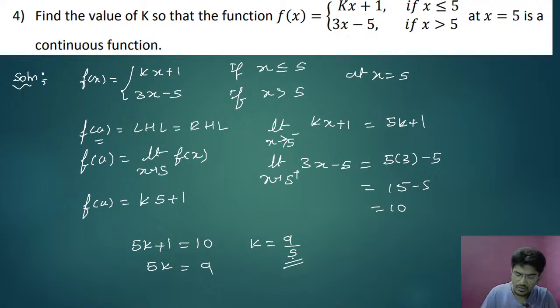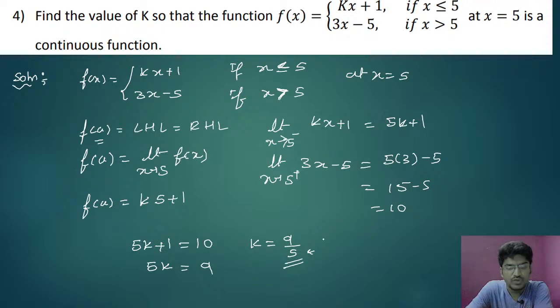Okay. So here you have to be very careful while taking LHL and RHL. Whenever you take LHL, you have to take x lesser than 5. That is LHL. Whenever you are taking RHL, you have to take x greater than 5. That term. Okay. So therefore LHL is kx plus 1. RHL is 3x minus 5. Those terms you can use and you can get the answer, that is 9 by 5. Clear? Okay.